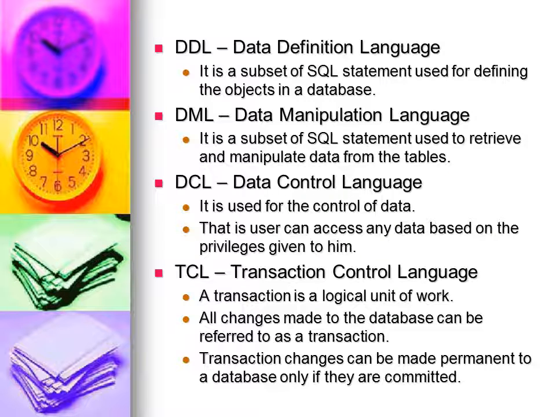DDL is nothing but data definition language. It is a subset of SQL statements used for defining the objects in a database. DML is data manipulation language. It is a subset of SQL statements used to retrieve and manipulate data from the tables. Next, DCL. DCL is data control language. It is used for the control of data. That is, a user can access any data based on the privilege given to him.